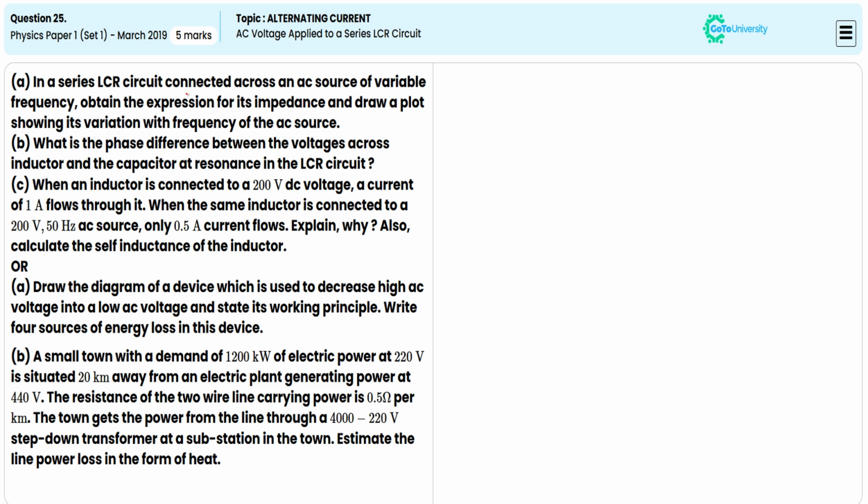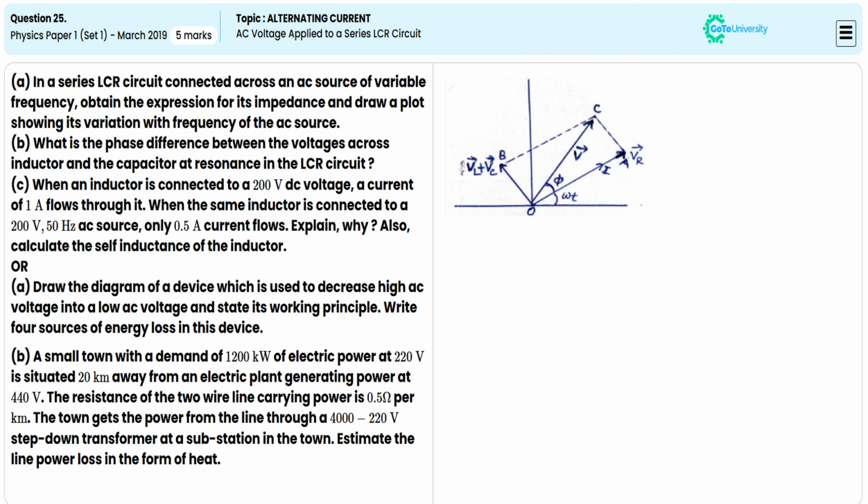In a series LCR circuit connected across an AC source of variable frequency, obtain the expression for its impedance and draw a plot showing its variation with the frequency of the AC source. See the diagram here. This is the LCR circuit.